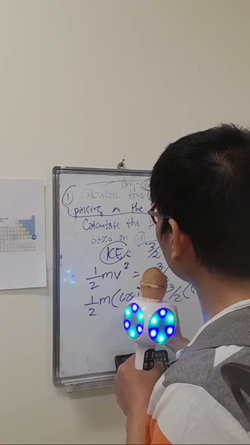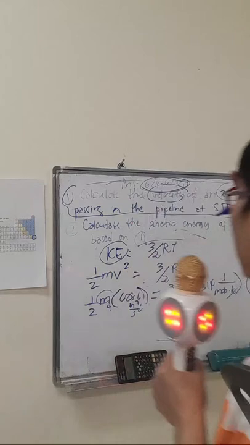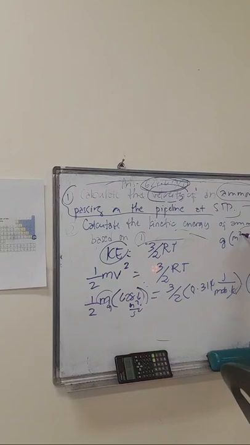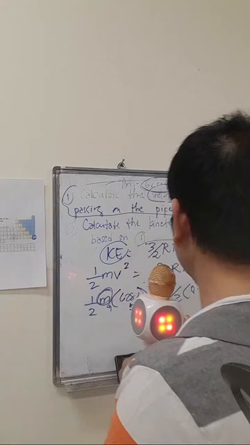And then this mass is in grams. So you will say grams times meter squared per second squared equals joules per mole, with the unit conversion. It will cancel somewhere along the way. That's why we have the molecular weight, which we can use here. So let's do the math.